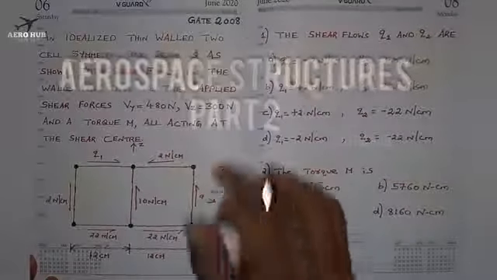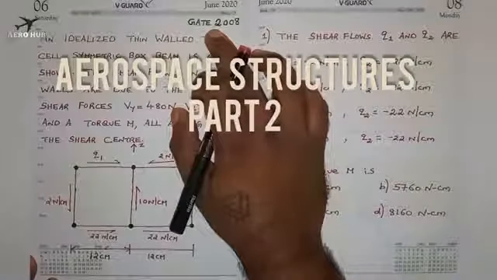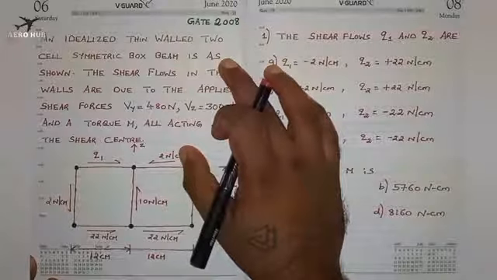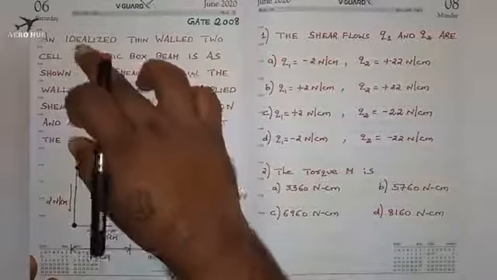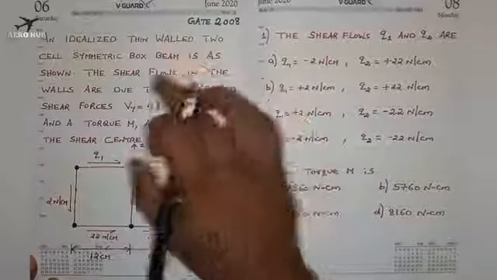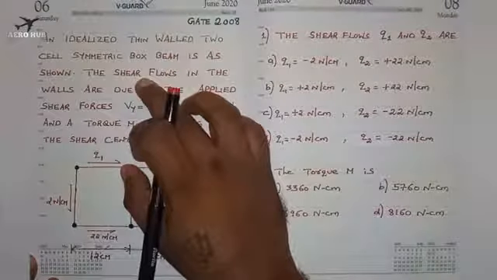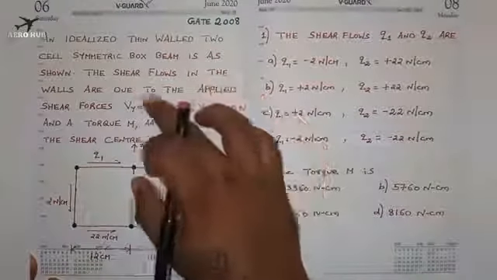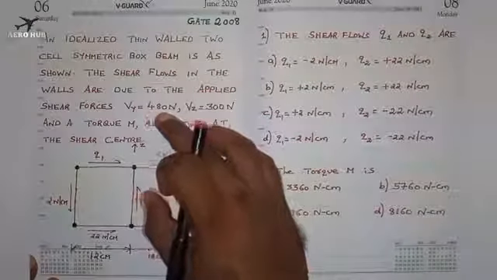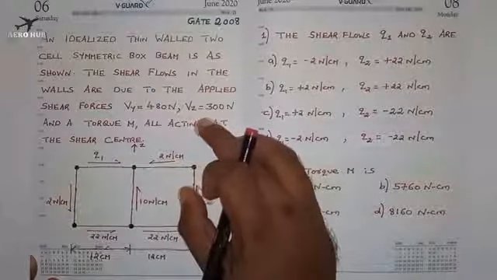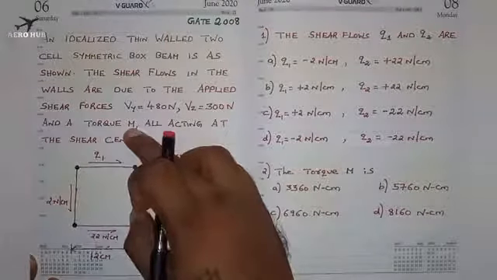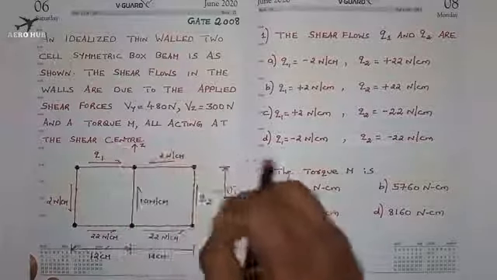This question was asked in GATE 2008 and belongs to aerospace structures. You can see an idealized thin walled two cell symmetric box beam is shown. The shear flow in the walls is due to the applied shear forces Vy equal to 480 Newton, Vz equal to 300 Newton, and a torque capital M, all acting at the shear center.